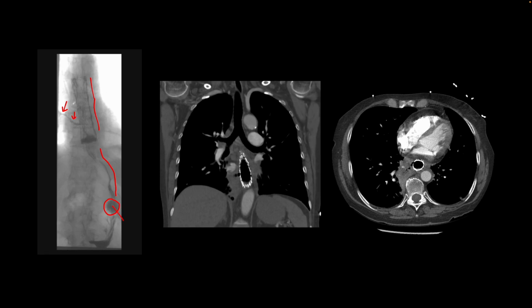And so the most common indication of putting in an esophageal stent is esophageal cancer. And we find that on these CT images, there is some surrounding thickening.